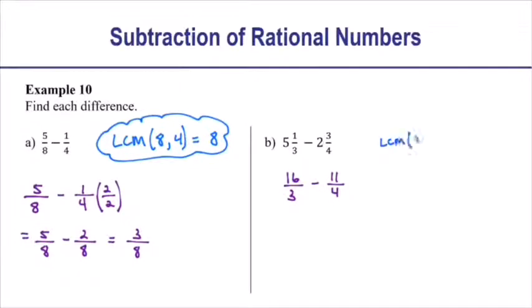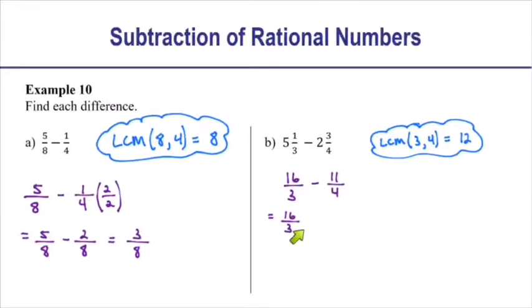So what is the least common multiple for 3 and 4? Well, the smallest number that 3 and 4 can both go into is 12. Okay, so we need to convert both of these fractions to have denominators of 12. So what would I have to multiply by 16/3 in order to get the 12 in the denominator that I want?